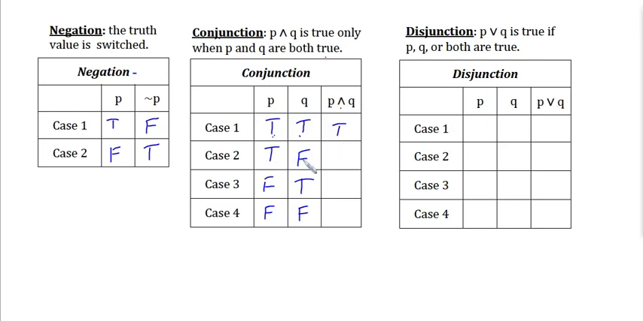Are P and Q both true in case number two? Well, no. So we're going to put false. Are P and Q both true in case three? No. So we put false. Are P and Q both true in the fourth case? No. So we put false. So here is the truth values for any conjunction P and Q. So you might want to just write down the question you ask yourself. Are both P and Q true?